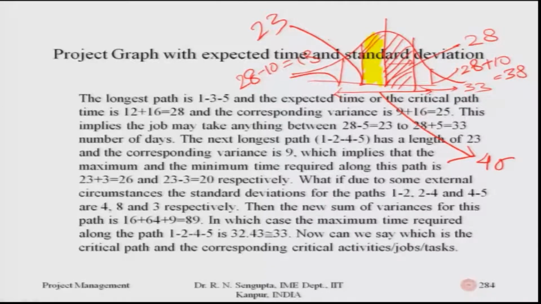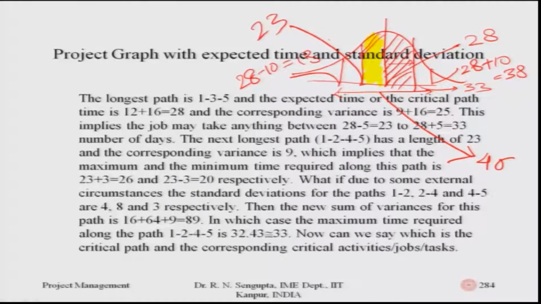If it is 23, then plus minus 1 sigma would become 23 plus 9, which is 32, and 23 minus 9 would basically mean it is 14, which implies that the maximum and the minimum time required along this path would be, my mistake, I am sorry, the variance is 9. So, standard deviation would be calculated by square root of 9, my apologies. So, it will be 23 plus 3 is 26 and 23 minus 3 is 20.